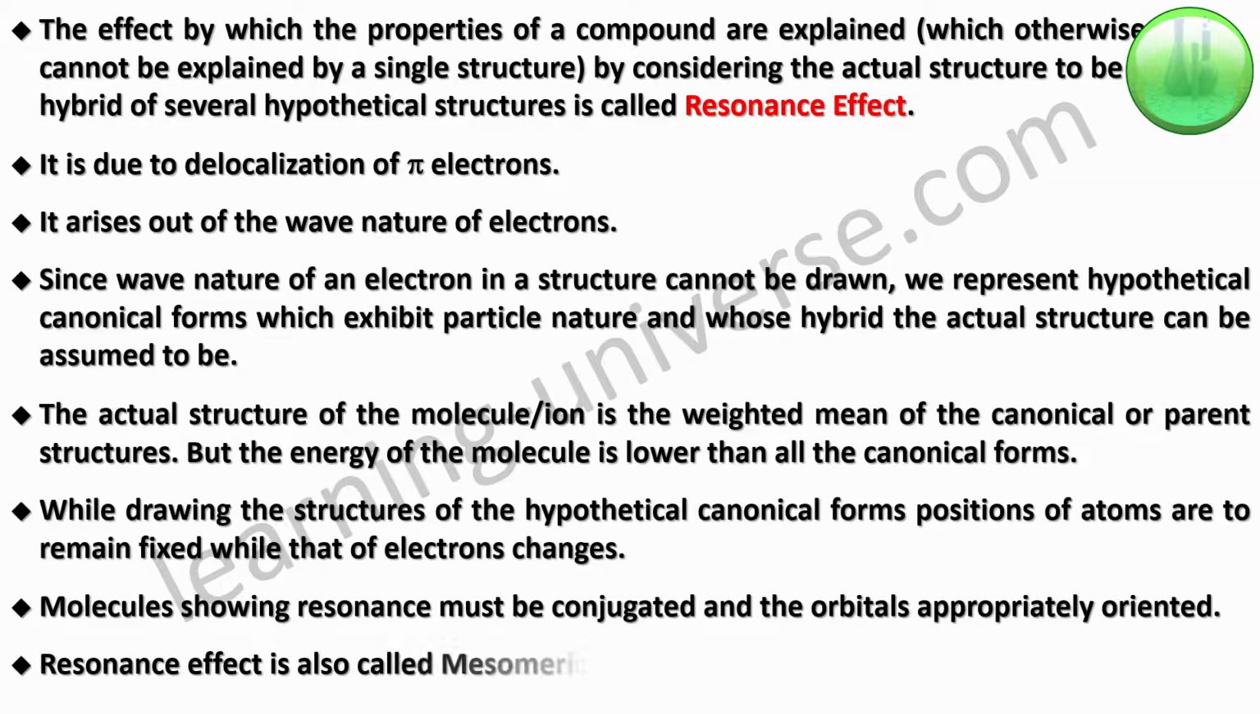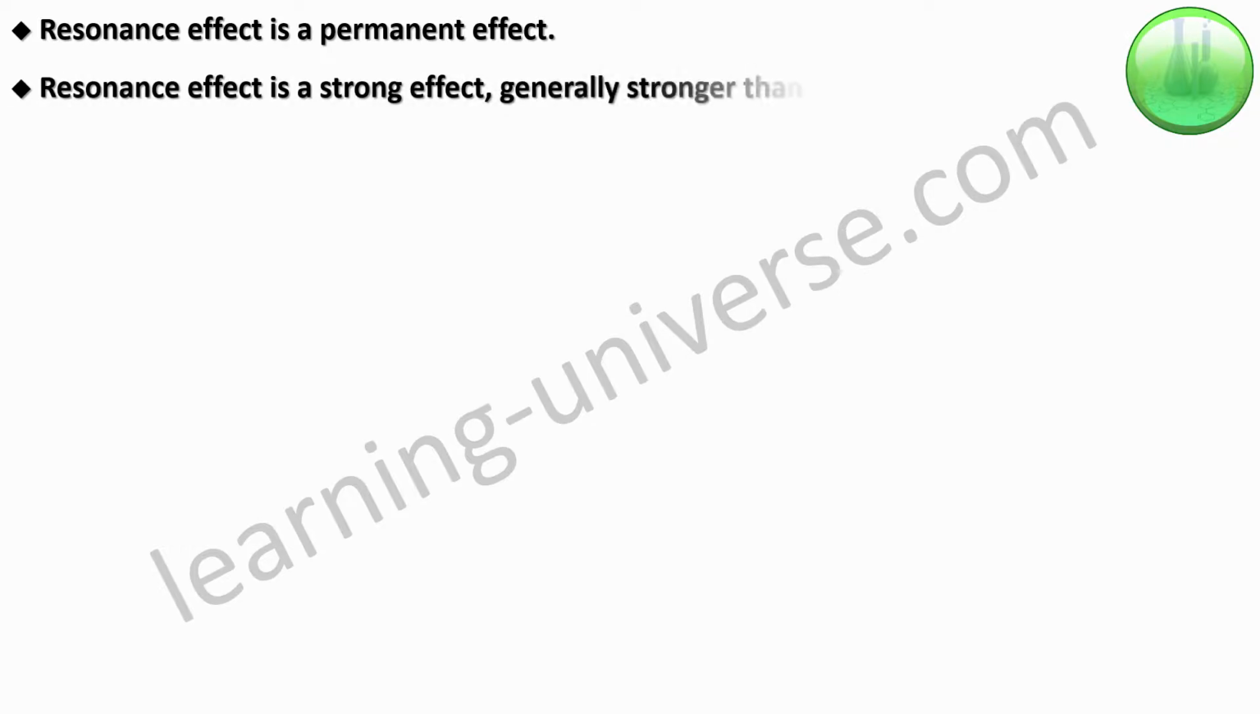Resonance effect is often referred to as mesomeric effect, and later on we will see a slight difference between the two, but for all practical purposes we can assume that they mean the same thing. Now, resonance effect is a permanent effect. Just like inductive effect, it's a permanent effect. It resides in the molecule from the day the molecule is born and dies when the molecule dies. So resonance effect is a permanent feature of the molecule. It doesn't happen suddenly. Resonance effect is a strong effect, generally stronger than inductive effect.